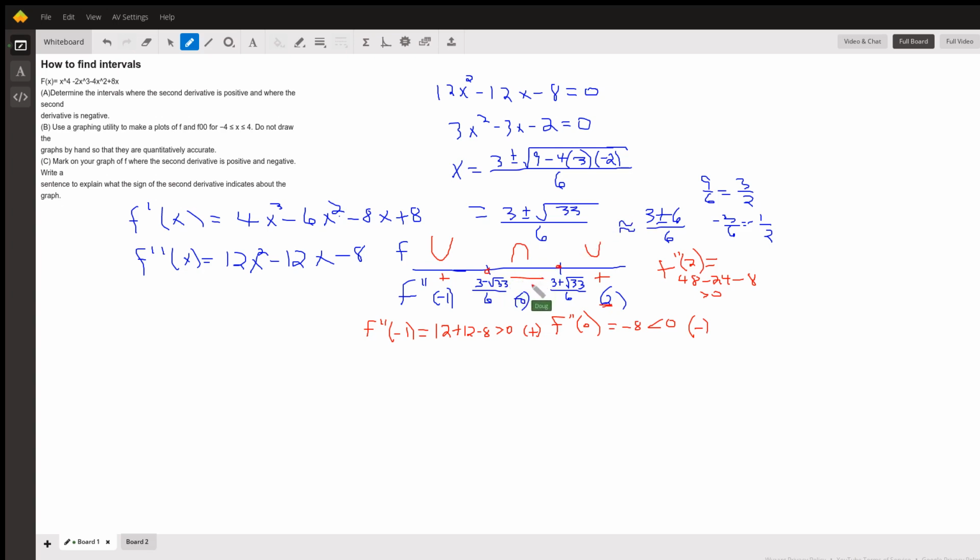Between these two x values, I'm going to pick a test number of 0. And to the left of this negative value, I'm going to pick -1. That should be small enough in the negative direction. Now if I plug these test numbers into the second derivative over here, I want to figure out what the sign of the second derivative is.